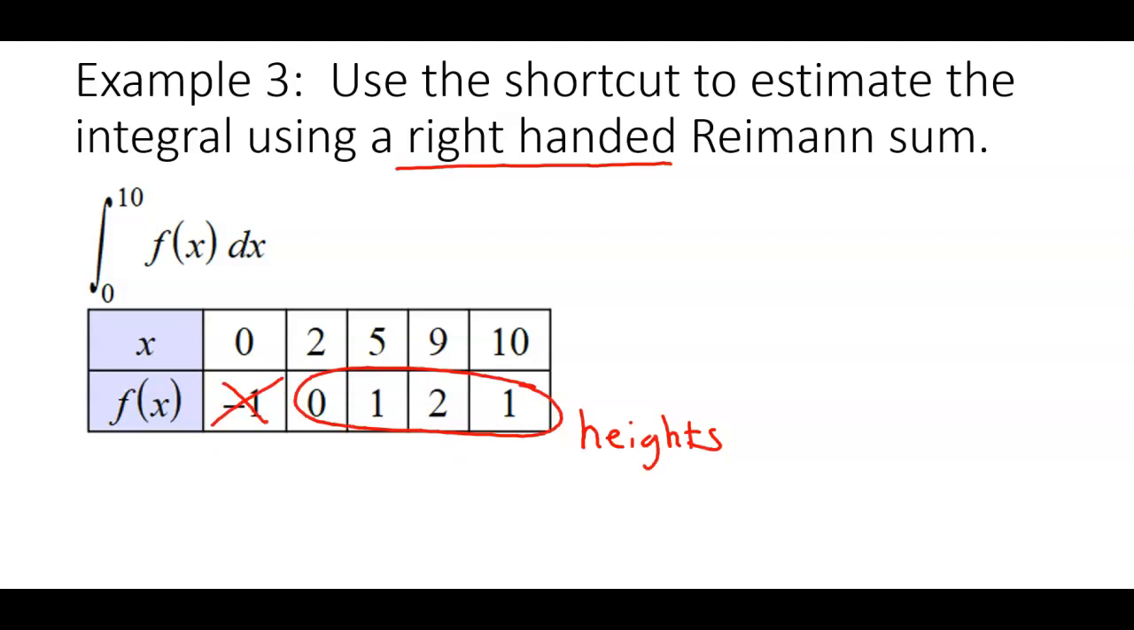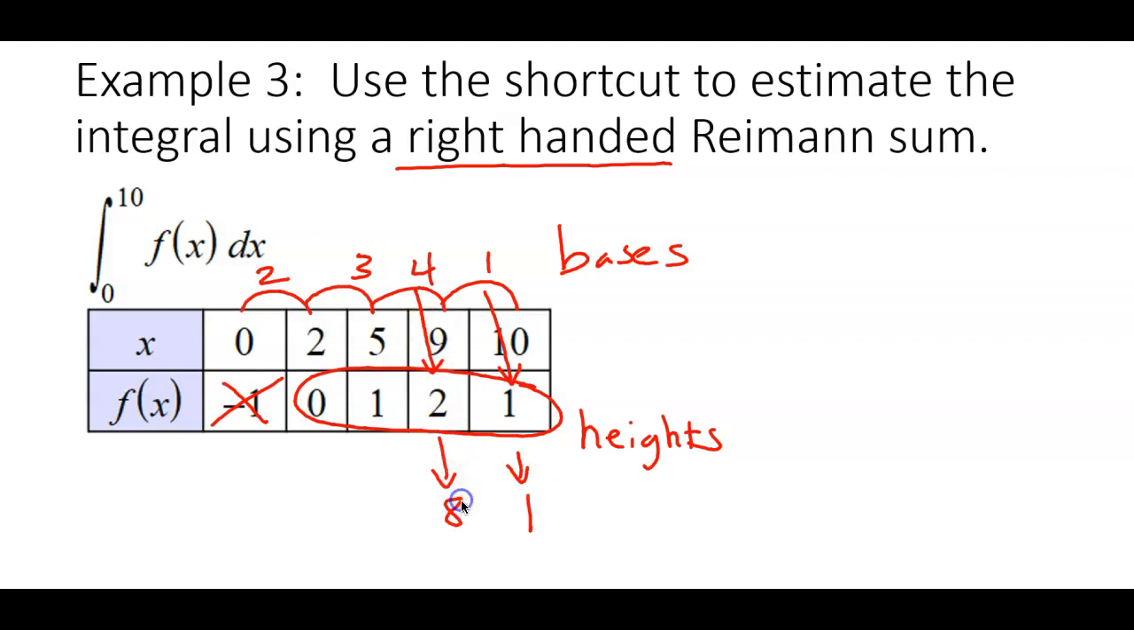Okay. Now, let's find my bases. My bases are 0 to 2 is, 2 to 5 is, 1. These are my bases. And all we do is base times height, base times height, base times height. So 1 times 1 is 1. 4 times 2 is, 3 times 1 is, and then 2 times 0 is, 12. Done. Much easier.